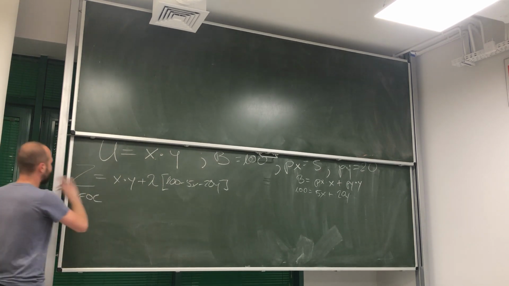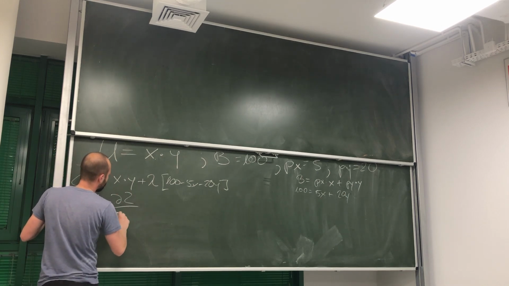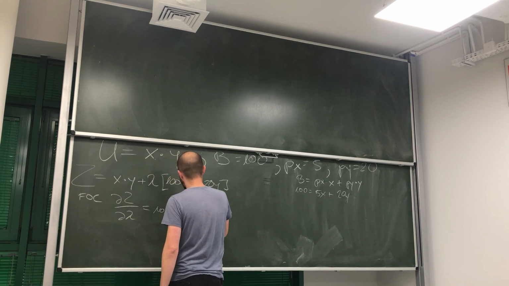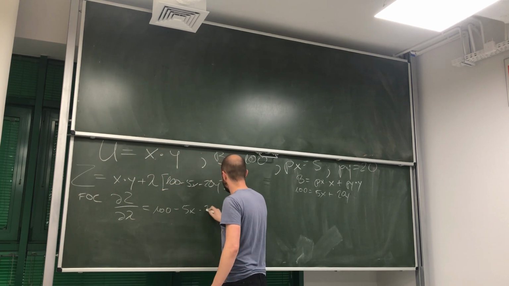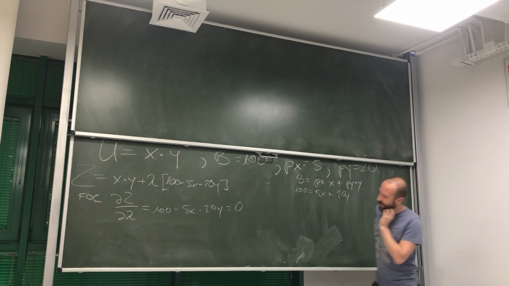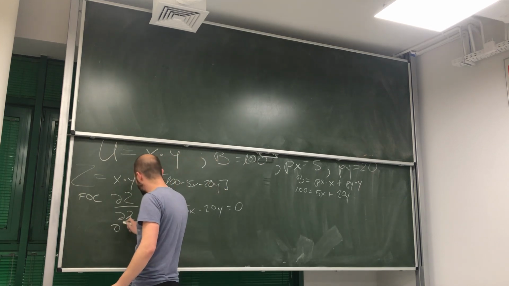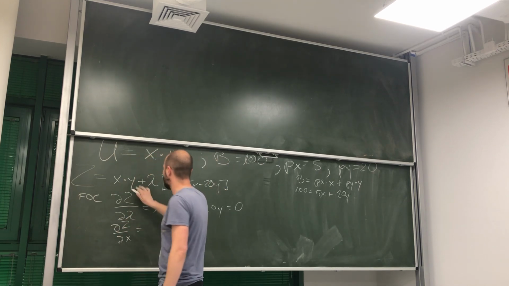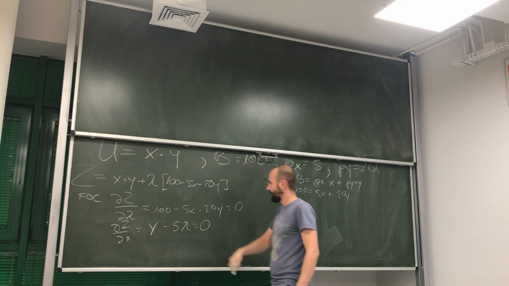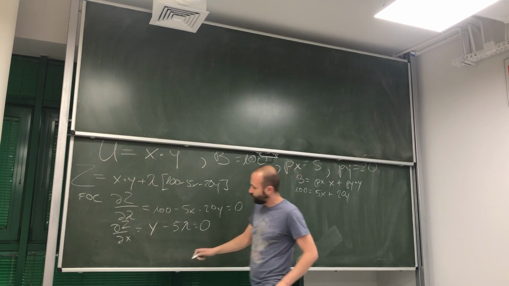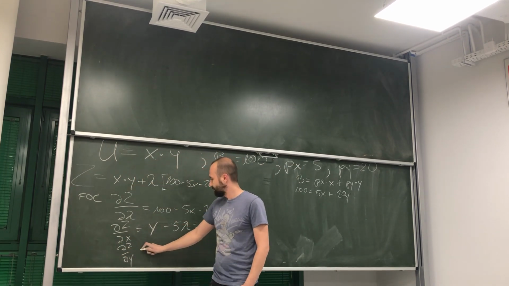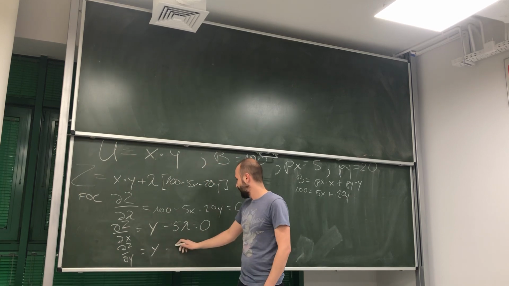First order condition: we differentiate. First with respect to lambda, we get the repetition of the budget constraint, 100 minus 5x minus 20y, and we equate it to 0. Then I differentiate with respect to x, so I'm getting y minus 5 lambda equals 0, and then I differentiate with respect to y, and I'm getting x minus 20 lambda.